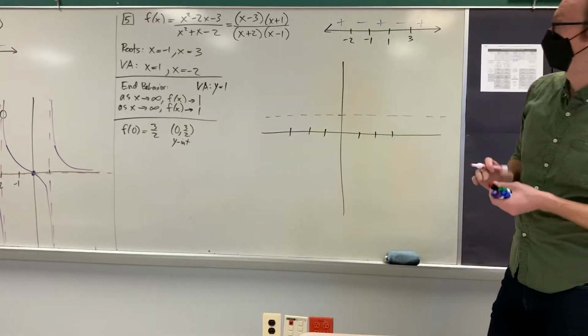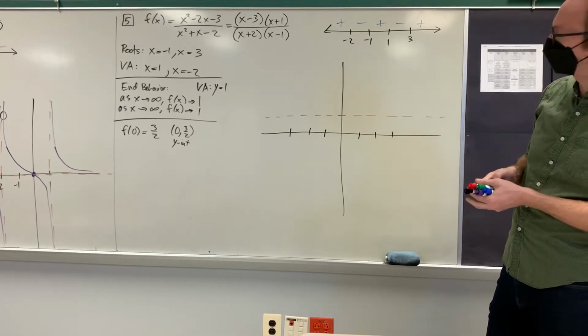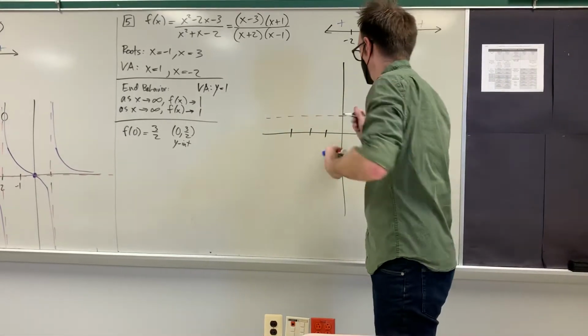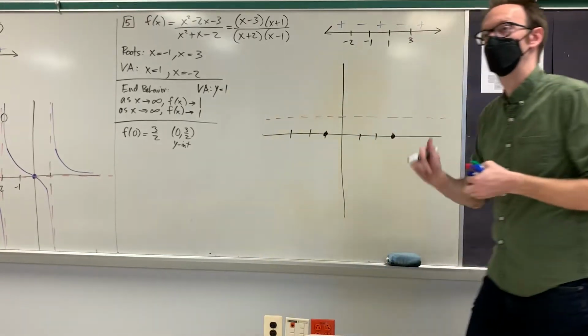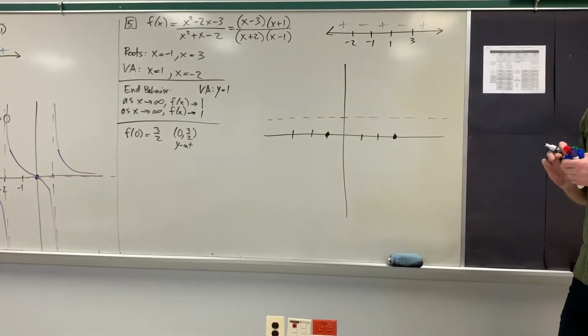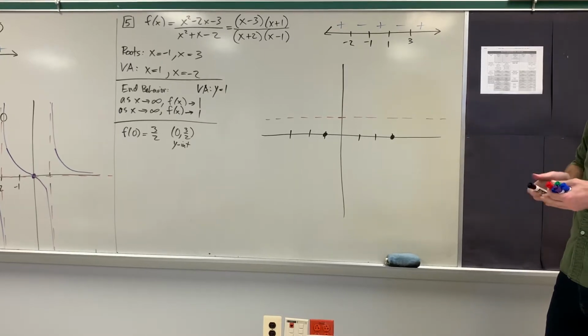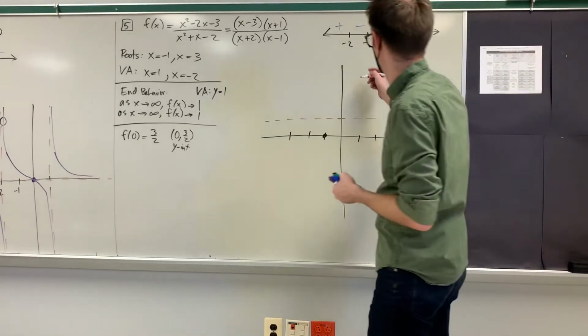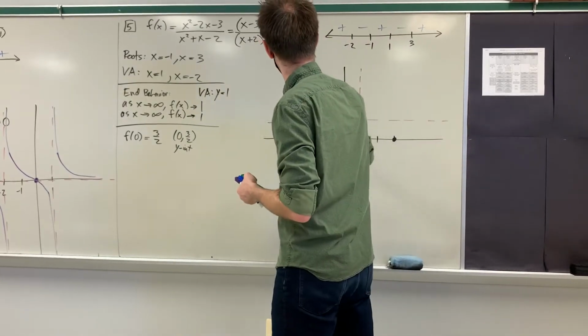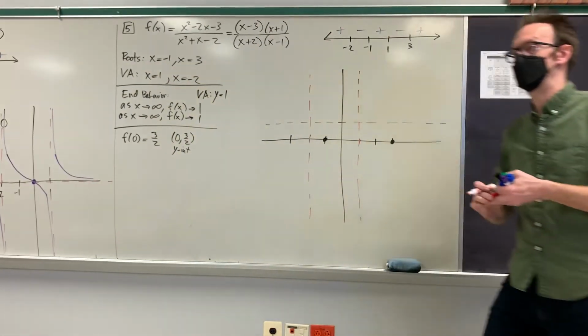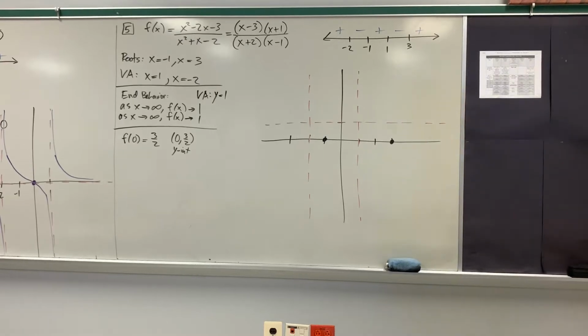And then also, there are roots at -1 and 3. So here's a root at -1, and here is a root at 3. And there are vertical asymptotes at 1 and -2. So here's 1, and here is -2. Okay, so all of that was pretty straightforward.